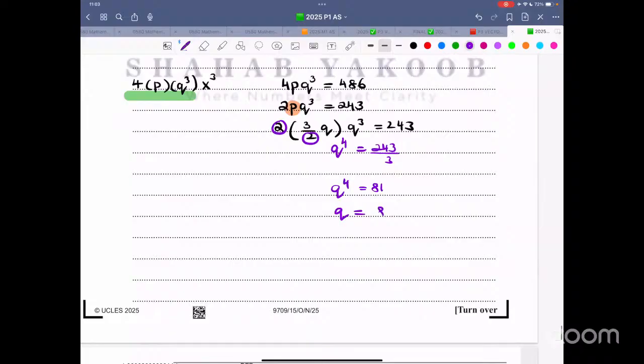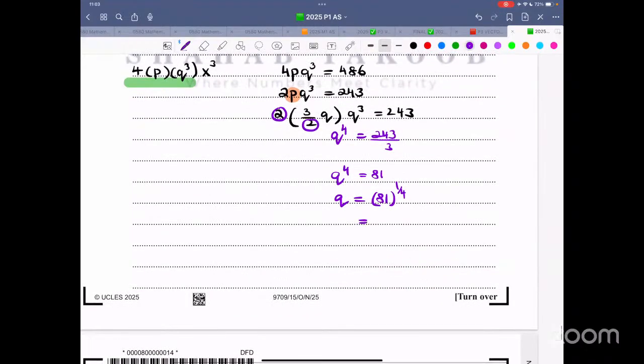Therefore, q is 81 raised to the power of 1/4. The fourth root of 81 is 3. They have already said it's a positive constant, otherwise it could be positive or negative 3. So q is positive 3. Q is negative 3, reject, and accept.